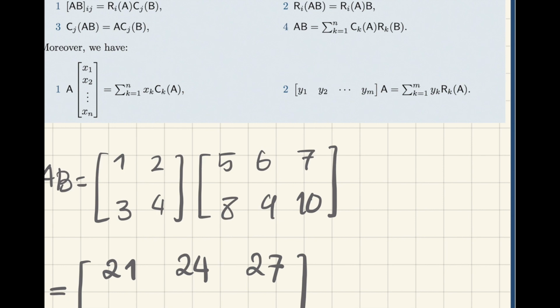But a little bit non-trivial fact is this one. This type of decomposition is also very nice to know. This is the first time that columns of the matrix on the left become important and the rows of the matrix on the right become important. Most of the time this is the other way around. So this is called column row decomposition of the product.